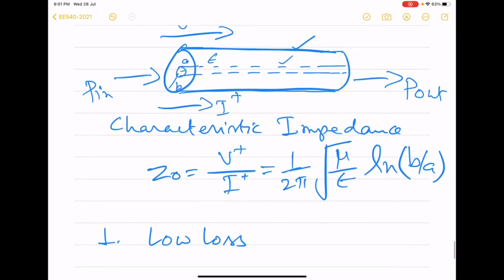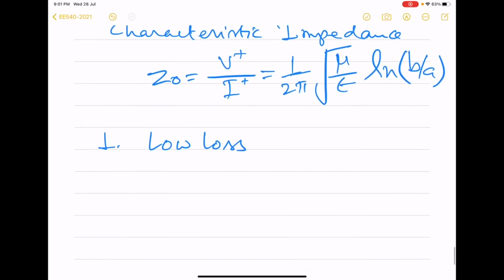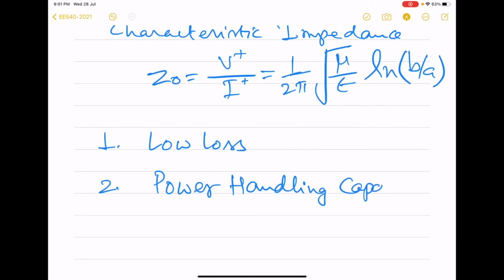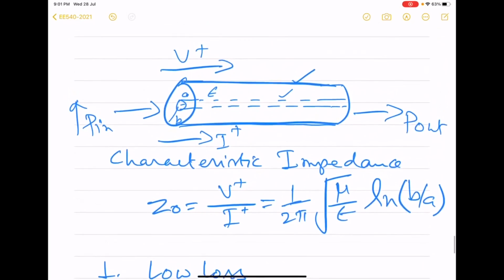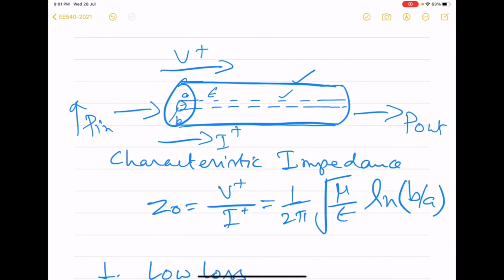Second requirement is that we should be able to send as much input power as we want, ideally infinite power, and that is called power handling. So these are the two typical requirements that we expect from a coaxial cable.